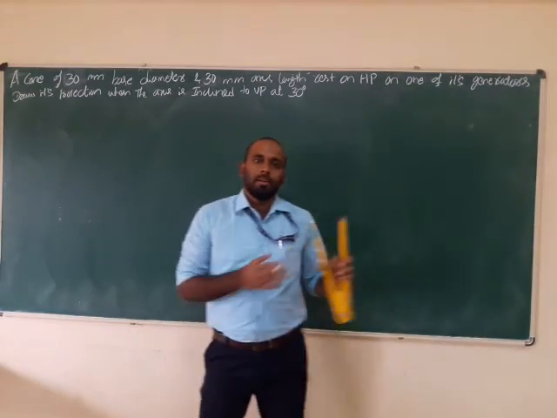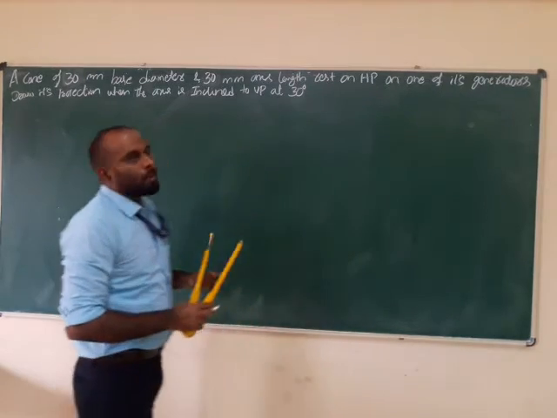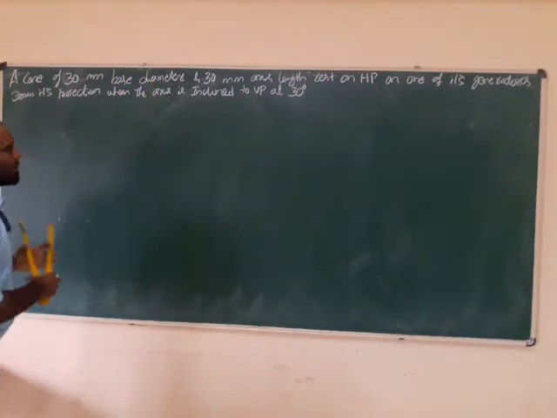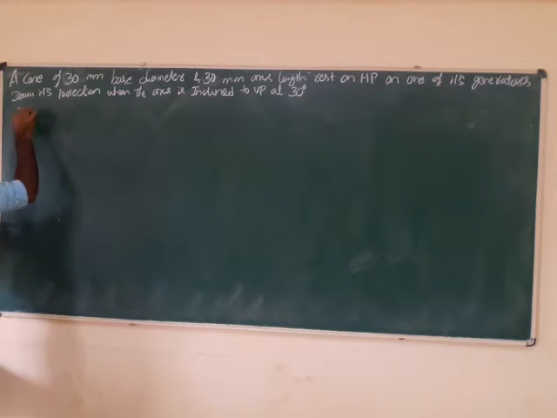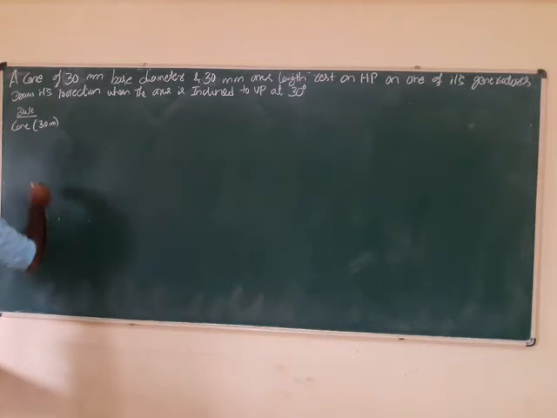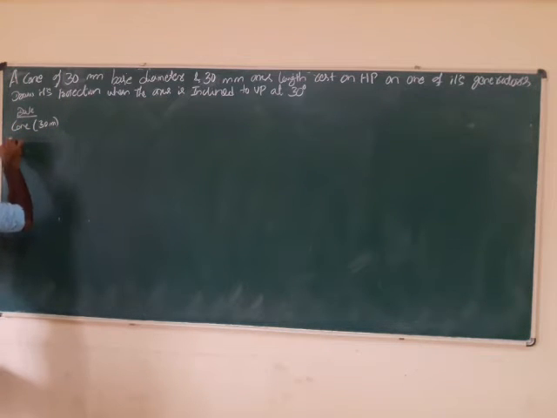Good morning friends, today I will continue the solid problem. In that problem is given the cone of 30 diameter. First I will write the data. The cone diameter is 30 and axis length is also 30, which means the length of the cone is 30. Rest on HP always.